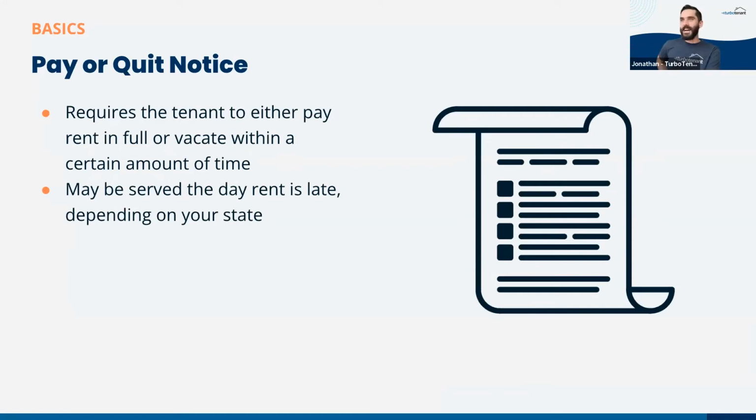So getting into the different types. The first one is a pay or quit notice. This one requires the tenant to either pay their rent in full or vacate the rental unit within a certain amount of time. Some states require a grace period, after which you can send or deliver the pay or quit notice. Some do not have a grace period. Some of them, the grace period is very, very short. So like we said, it really depends on your local area.